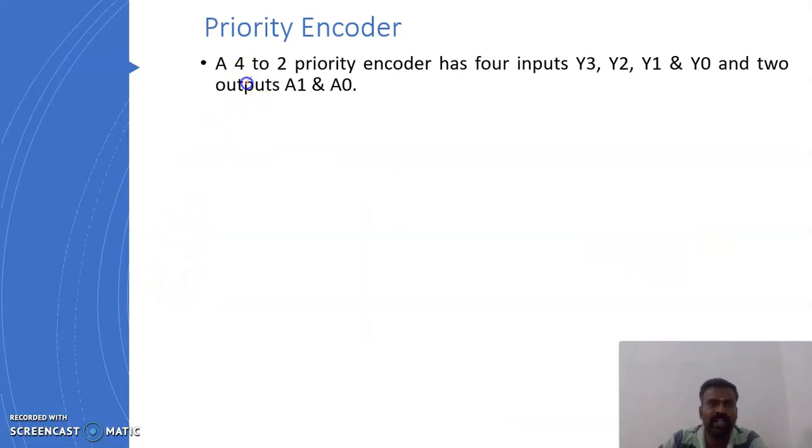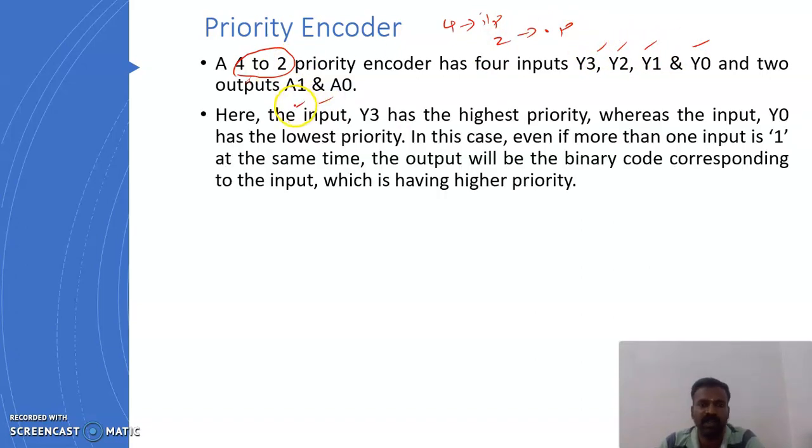Now we'll go for the design of the priority encoder. First I'm going to design a 4 to 2 priority encoder: 4 inputs and 2 outputs. Those inputs are y3, y2, y1, y0, and the 2 outputs are a1 and a0. Here y0 is the lowest priority, y1 the next highest, and y3 is the final highest priority. When y3 is high, the remaining bits may be 0 or 1.